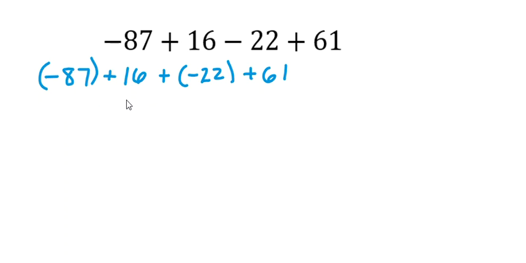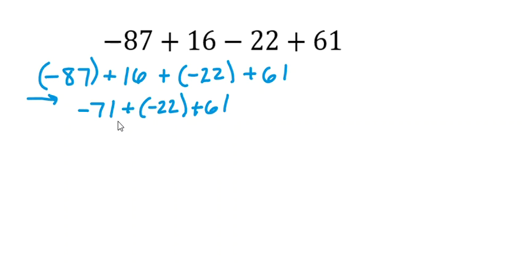Now, what do we do practically once we've made that decision? Well, we can go a couple of ways. We could just move left to right and follow the rules, right? The rule is that if the signs are the same, you add, and if they're different, you subtract, and you keep the sign of the bigger number. So negative 87 plus 16, well, the signs are different, so we subtract, and that's, what is that, 71, and the bigger number, the further number away from 0 is negative, and so it's negative 71 plus negative 22 plus 61. So I'm just doing one at a time.